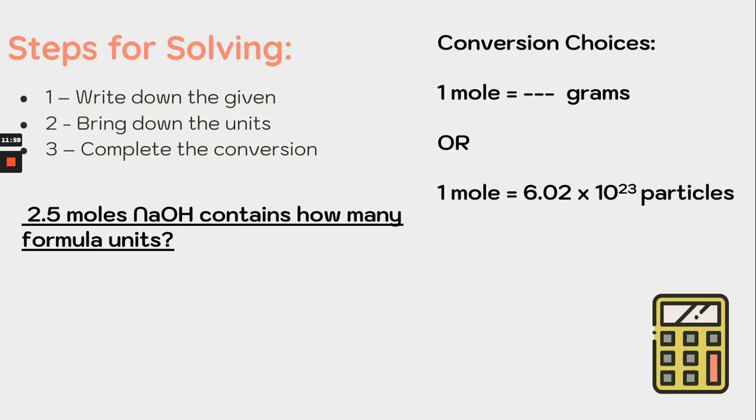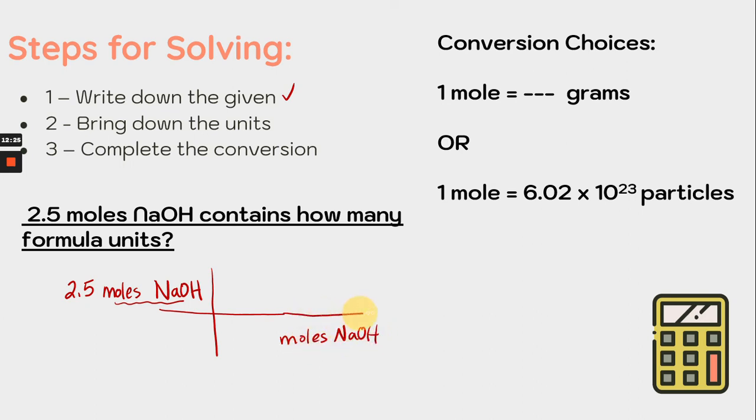All right, so here we go. We start by number 1, writing down the given. So 2.5 moles of that NaOH, which I got right on your paper this time. That was step 1, so done. Step 2, bring down the units. So my words come down here. All right, draw a little line longer here. That's step 2. And then step 3 is complete the conversion.